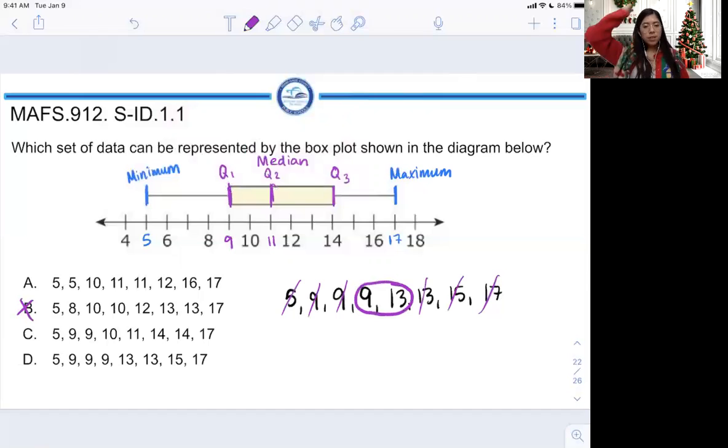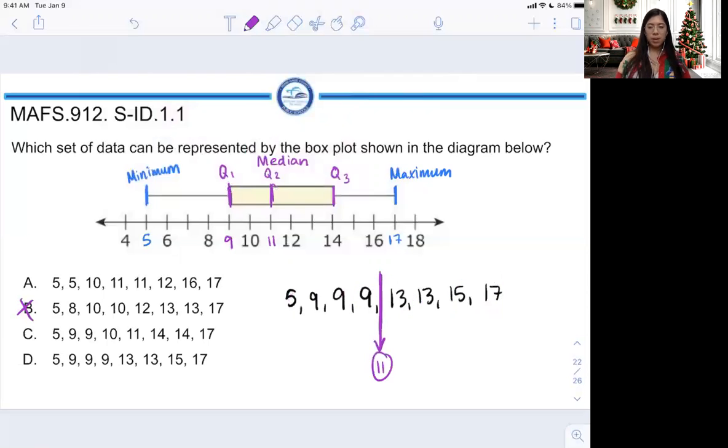What's 9 plus 13 divided by 2? 22. Divided by 2? 11. 11. So far, so good. Now we go, let me erase all my markings.